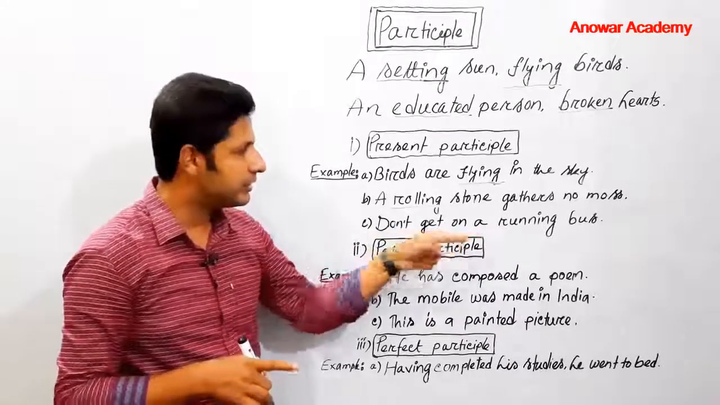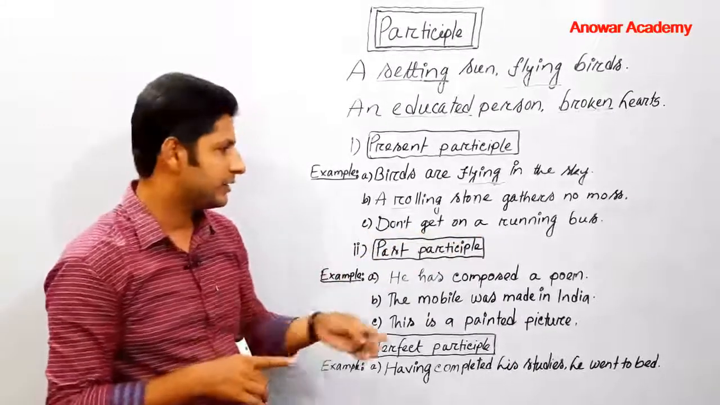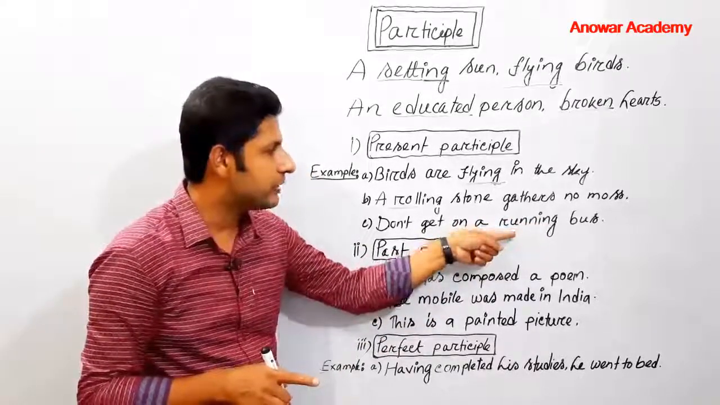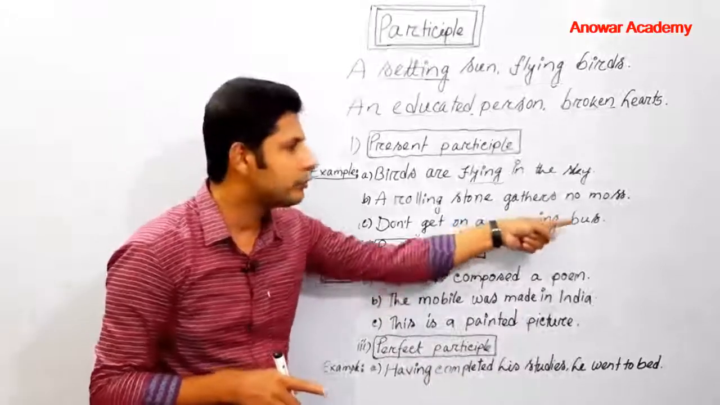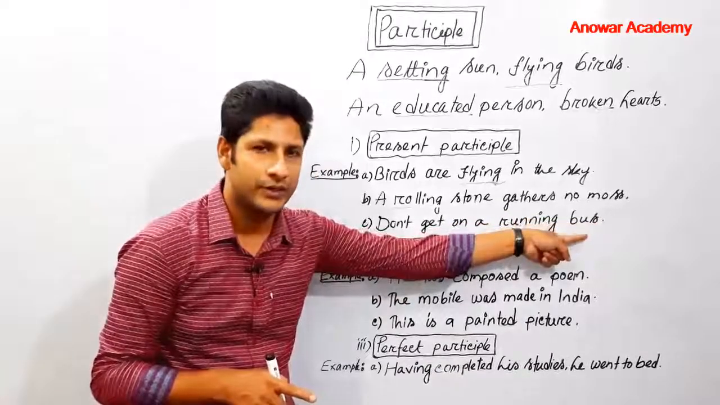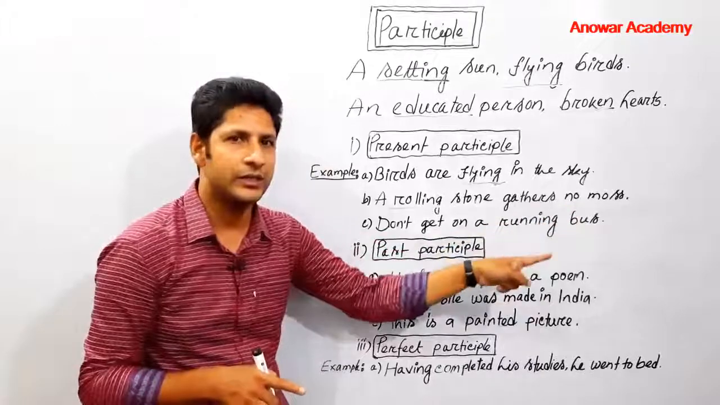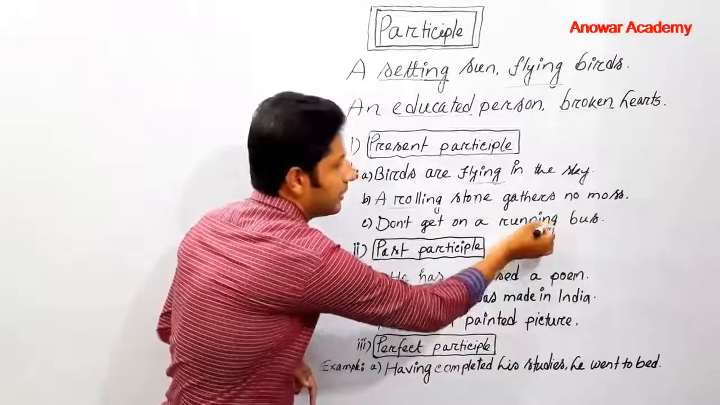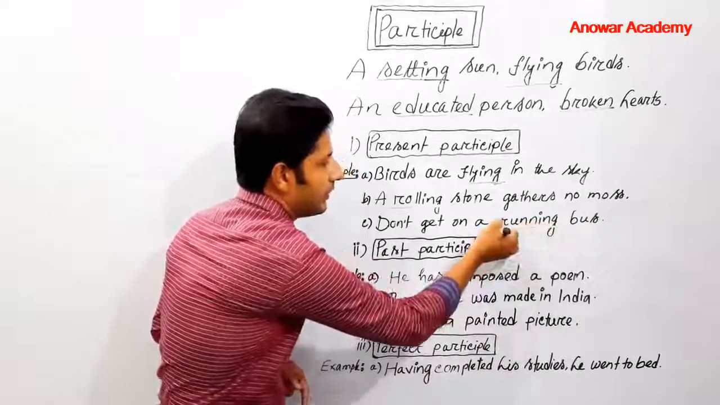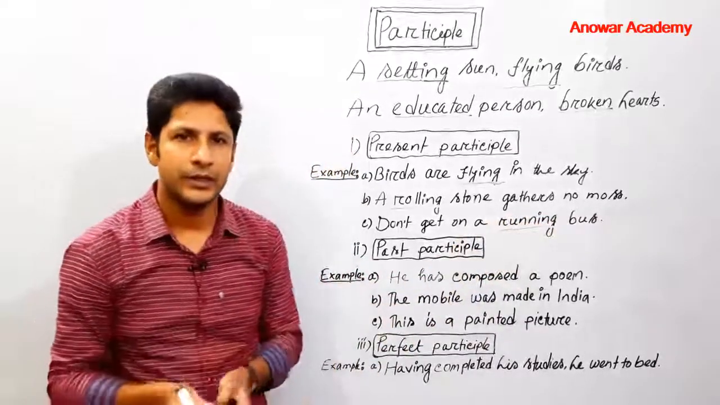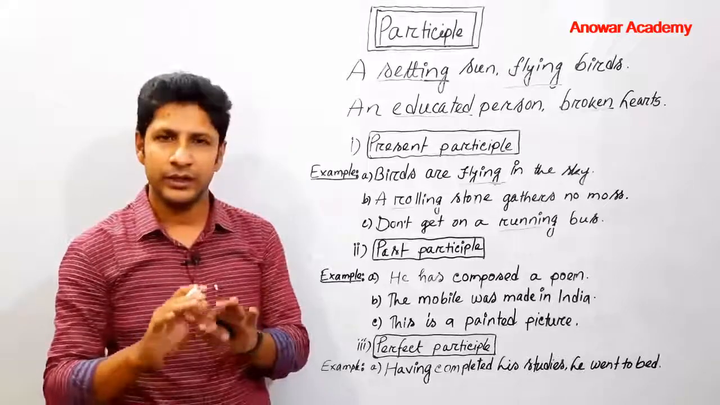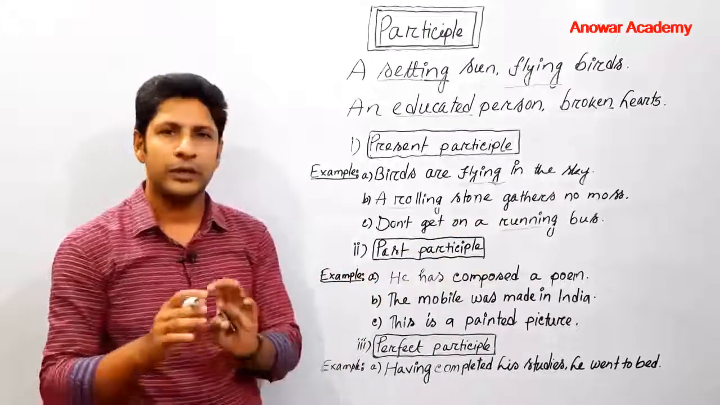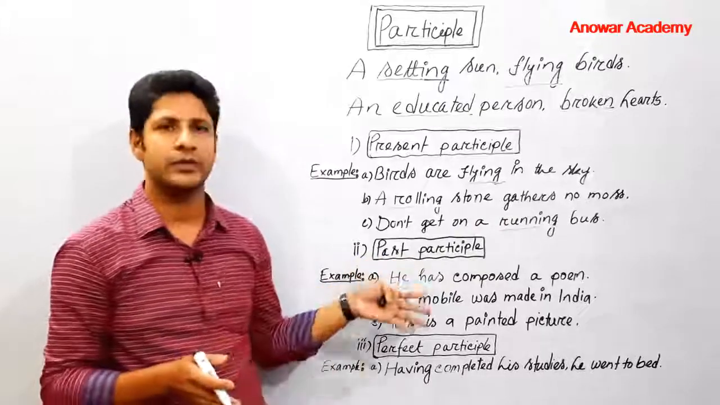Don't get on a running bus. Here, ing has been added to the verb run, and it also modifies the noun bus and functions as an adjective. So, running is also called a present participle. Dear learners, I think you have understood it. Now, let's know about past participle.